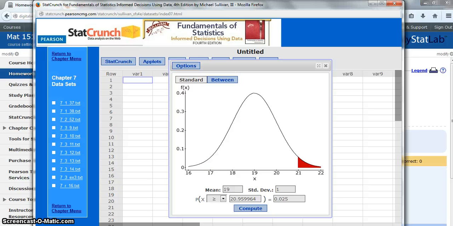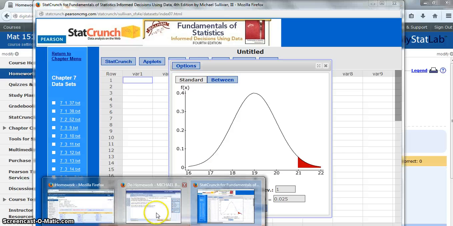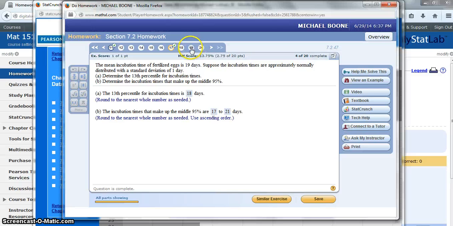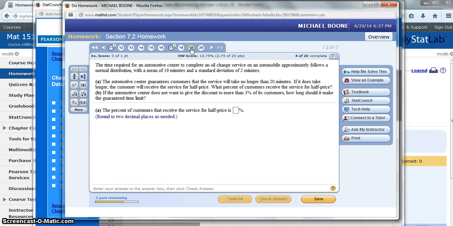And let's see. One more, I think it might be similar. Now again, this one, more than 3% of its customers, we're trying to figure out what percent of customers that receive the service for half price is. So I'm looking for a probability, but here we got no longer than 20 minutes. Oh, this one's looking for percentage. It's the part B that someone had a question on.